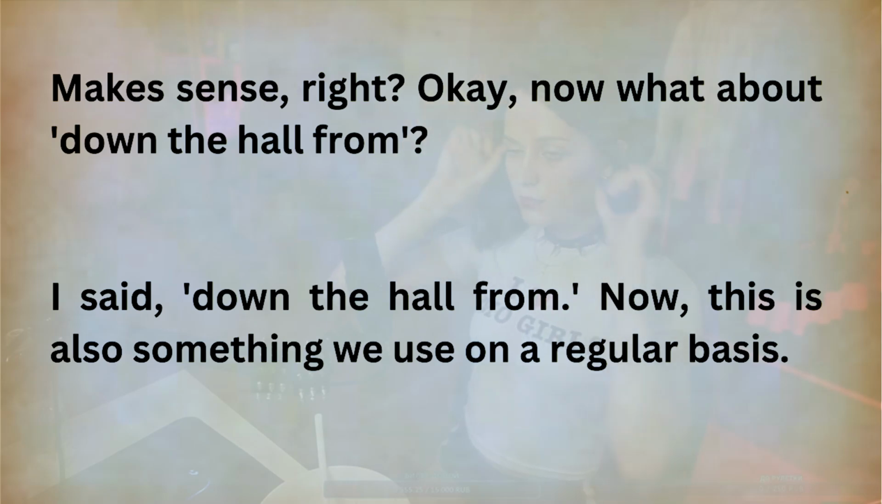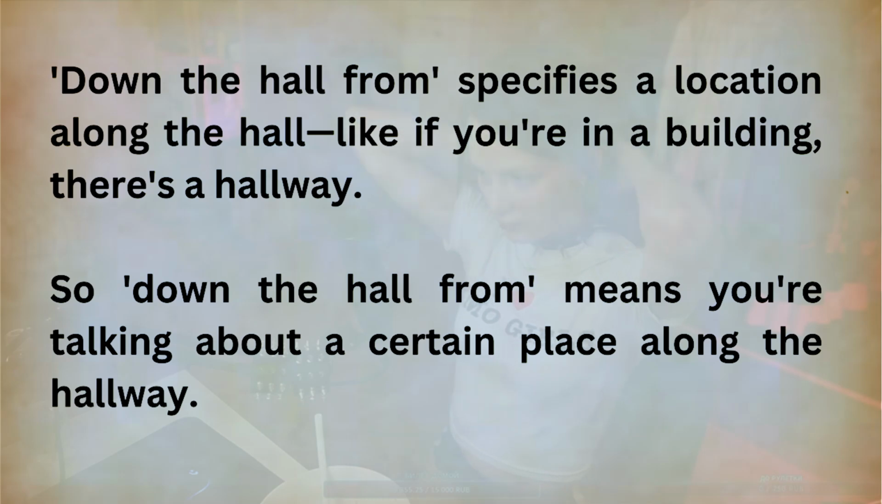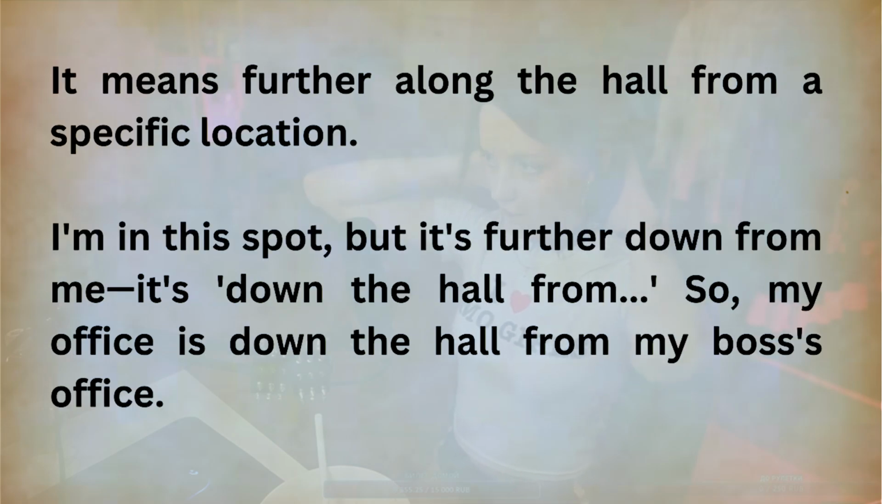I said, down the hall from. Now, this is also something we use on a regular basis. Down the hall from specifies a location along the hall. Like, if you're in a building, there's a hallway. So down the hall from means you're talking about a certain place along the hallway. It means further along the hall from a specific location. I'm in this spot, but it's further down from me. It's down the hall from.